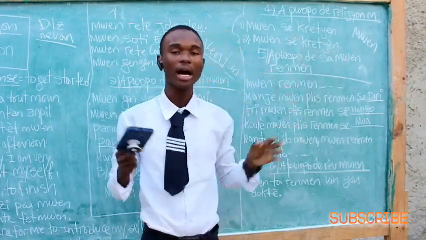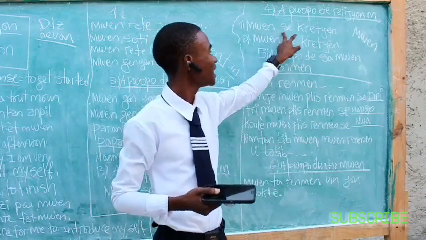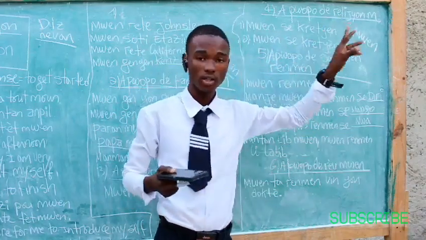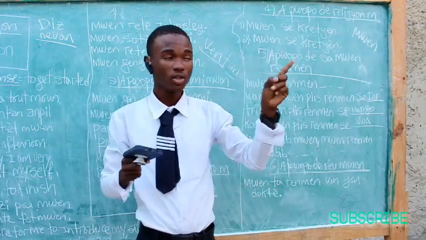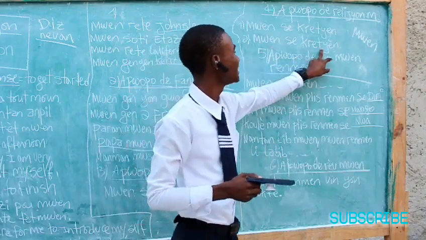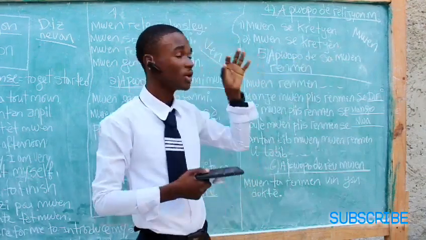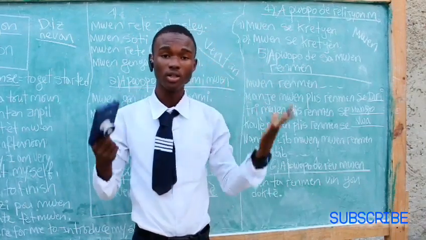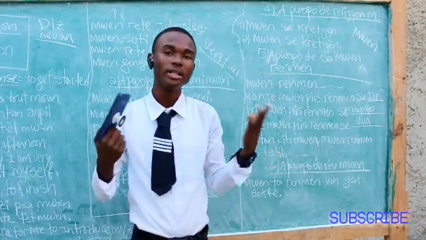So this is my religion. I am a Christian. Moi c'est chrétien for boys, and for girls you say chrétienne. So now you're going to talk a little bit about what you like to do or what you like to eat, whatever it is.